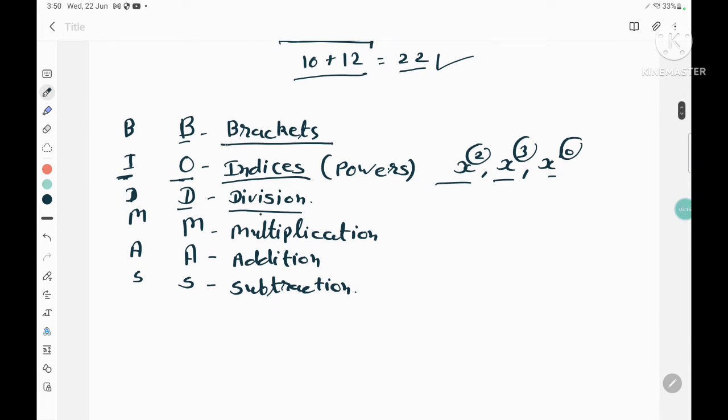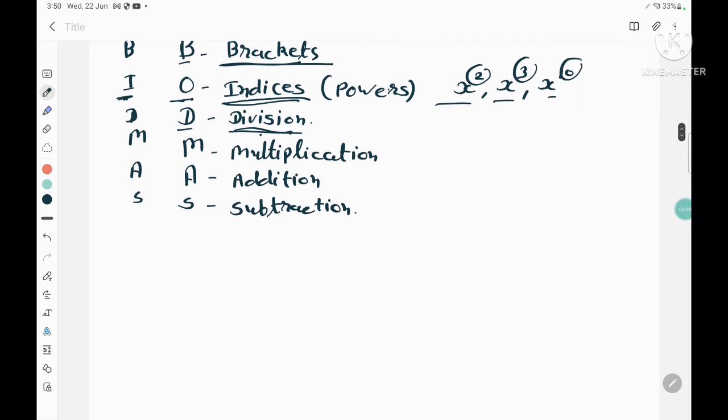So this is the order. If we have brackets in an expression, we solve them first. If we don't have them, then check: is there any indices? If yes, solve it. If not, move on to division. If you have division, solve it, then multiplication, then addition, then subtraction. Let's see one example.